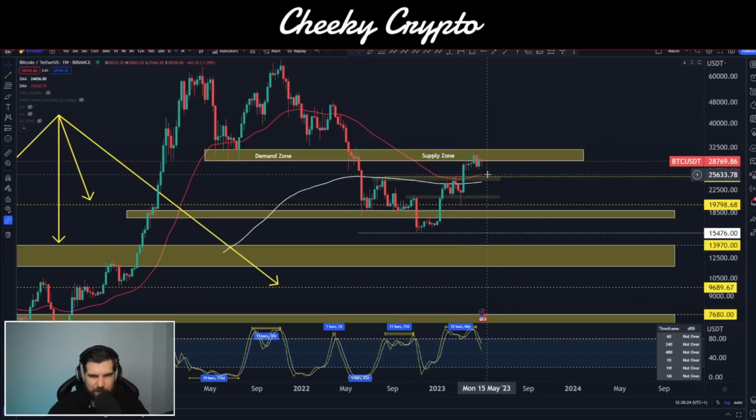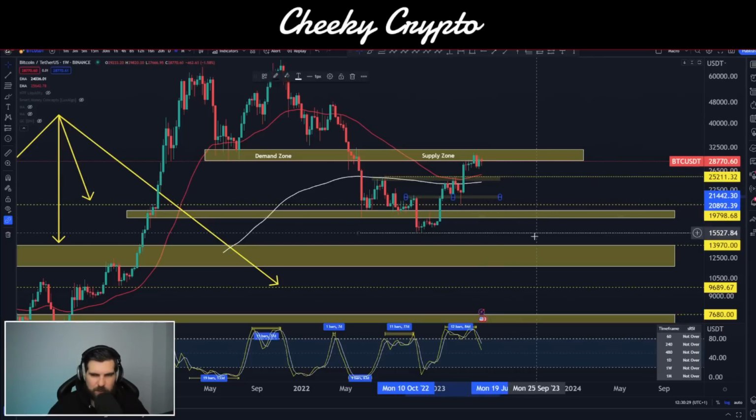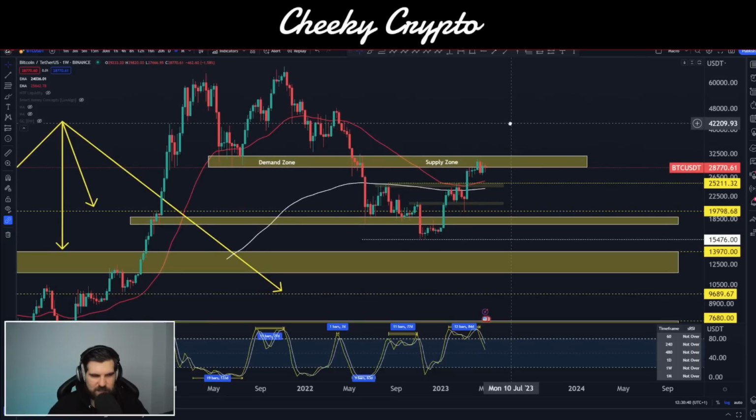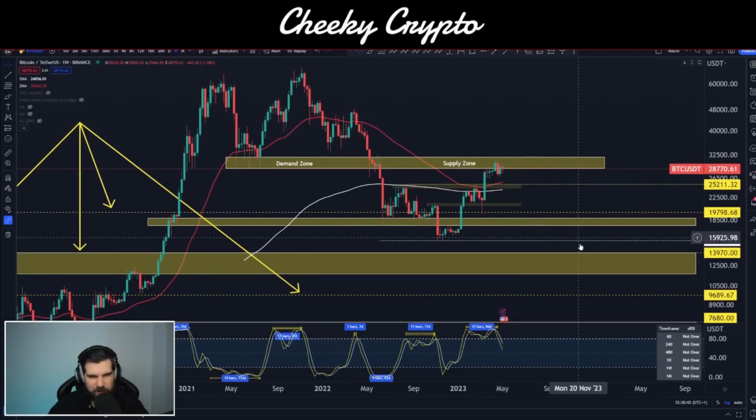And before we can even go down, we're going to have to react to a lot of these different levels. So 24 to 25 is support. We can also see 20 to 21. That's a key area. And then as we come down, 17 to 18 right in there, and then the low, which is obviously 15,476. So lots of different numbers there to keep an eye on.